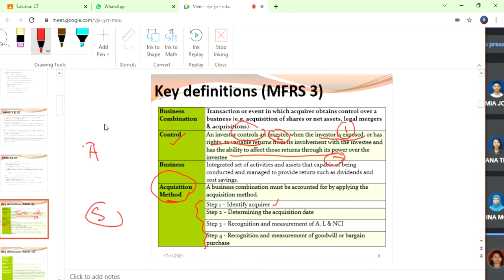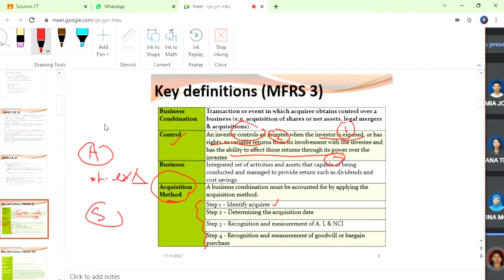Who is the acquirer? Is it H or S? Because sometimes even though H seems to be acquiring the shares in S, the acquisition is through a share exchange. Through a share exchange, you will see that the acquirer is not H but S. So we call that a reverse acquisition. So it's very important to identify who exactly is the acquirer.